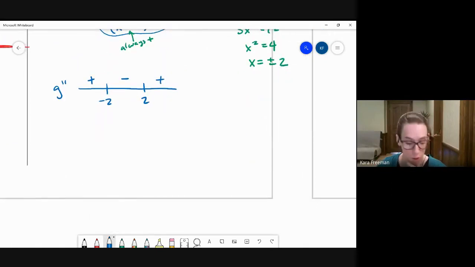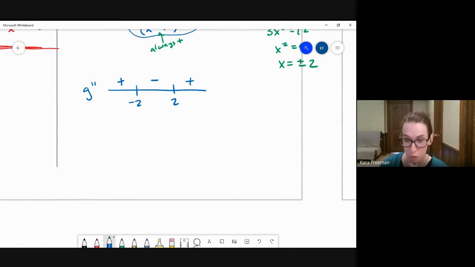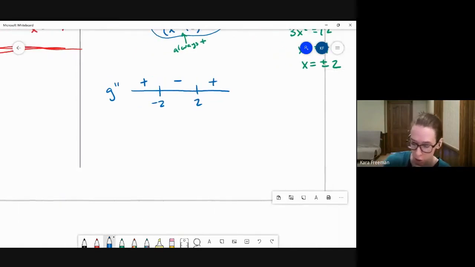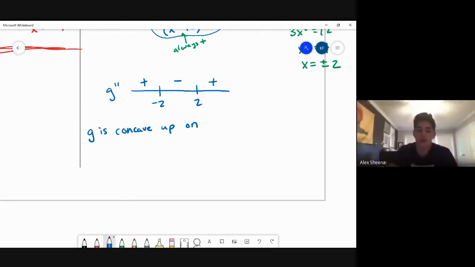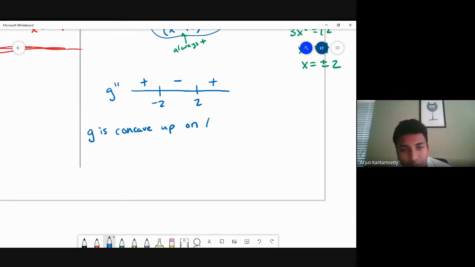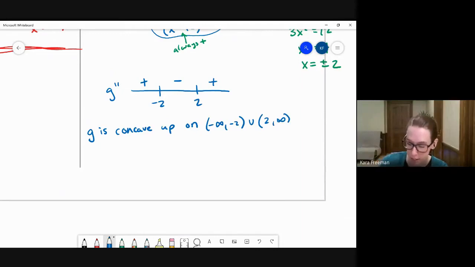So the question asks, when is the function concave up or concave down? So if this was a free response, you've got to always justify your answer. So here's how you would do it. You would say g is, always say g is, or f, whatever function it is, concave up on, anybody want to volunteer what you would say for the intervals? And there's always going to be open brackets. Okay, you go. -infinity to -2 open bracket and union 2 comma infinity. Perfect. And then you just want to make a statement because g double prime is greater than 0.